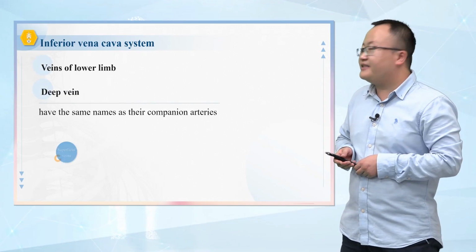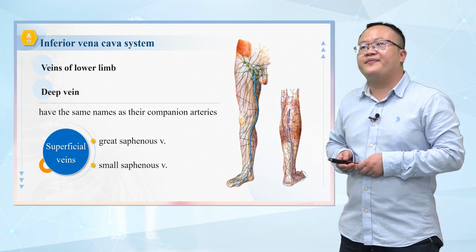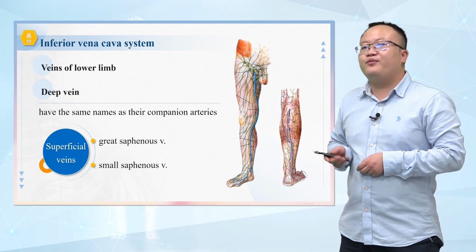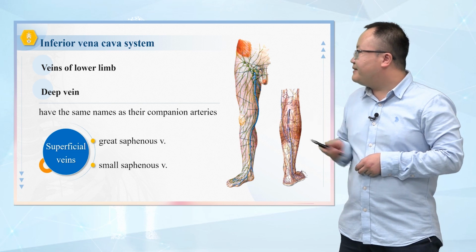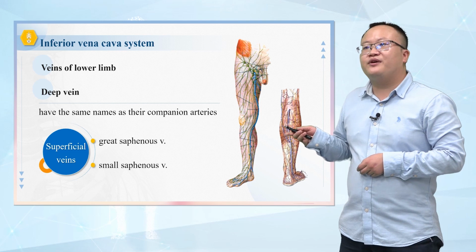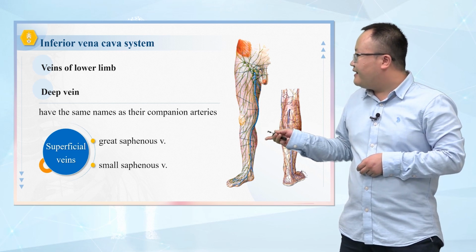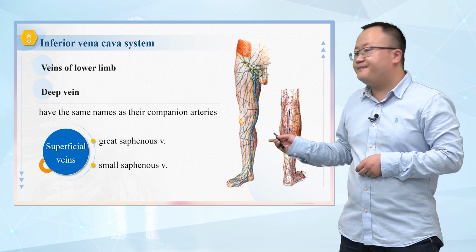Inferior vena cava system. Veins of the lower limb. Deep veins also have the same names as the accompanying arteries. As for the superficial veins, they include the great saphenous vein and the small saphenous vein.